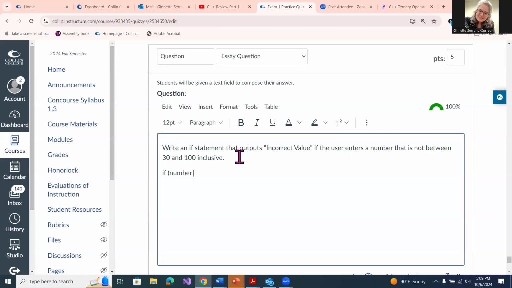So there are 2 ways you can do this. You can say if the number is less than 30 or the number is greater than 100, then you cout the incorrect value. Or you can say if not number greater than or equal to 30 and number less than or equal to 100.